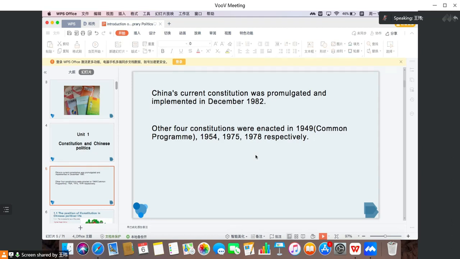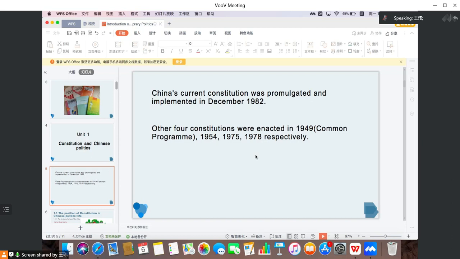Now we are implementing the 1982 version of the constitution. But in our history, since the foundation of the PRC, there are 5 versions of our constitution. The first one we didn't call a constitution on the slide. We call it the Common Program, which happened in 1949. We know our PRC, People's Republic of China, was founded in 1949.